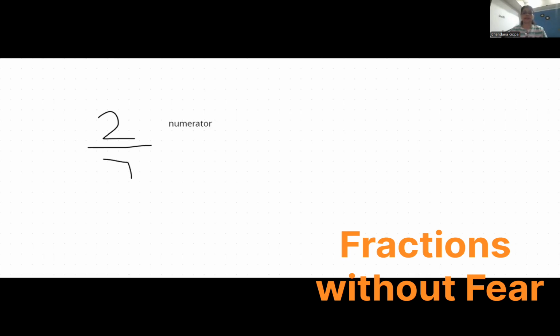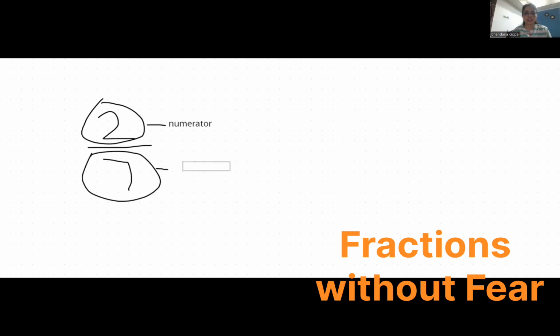2 divided by 7. This 2 is called numerator. And 7 is called denominator. 7 is called denominator. Got it?